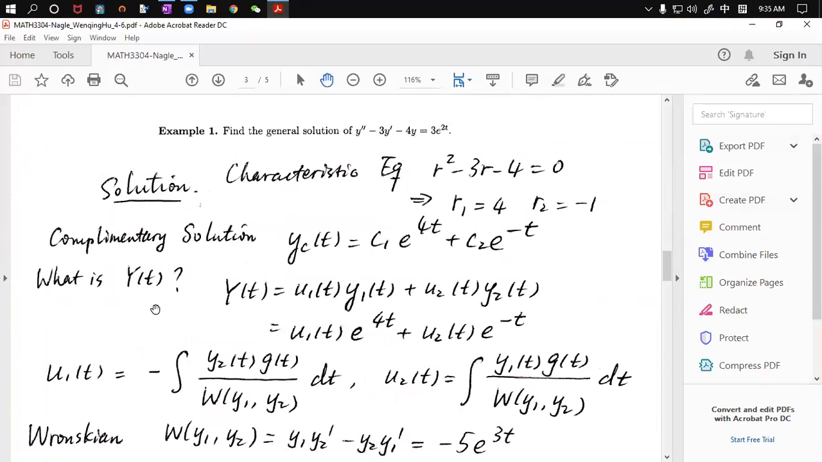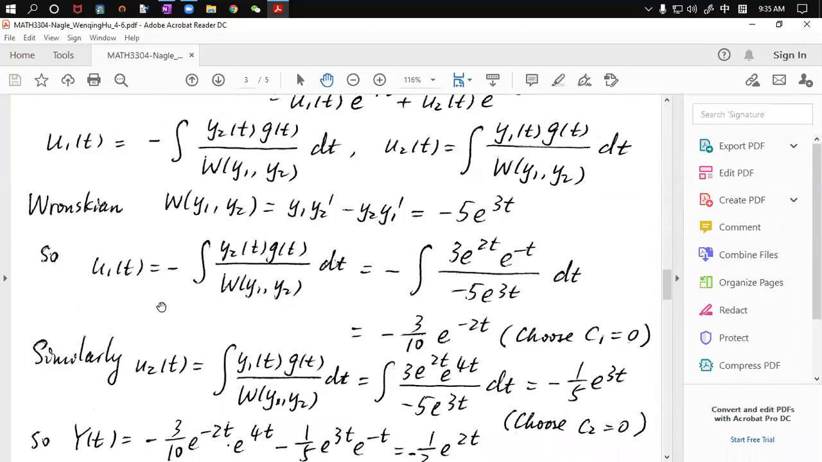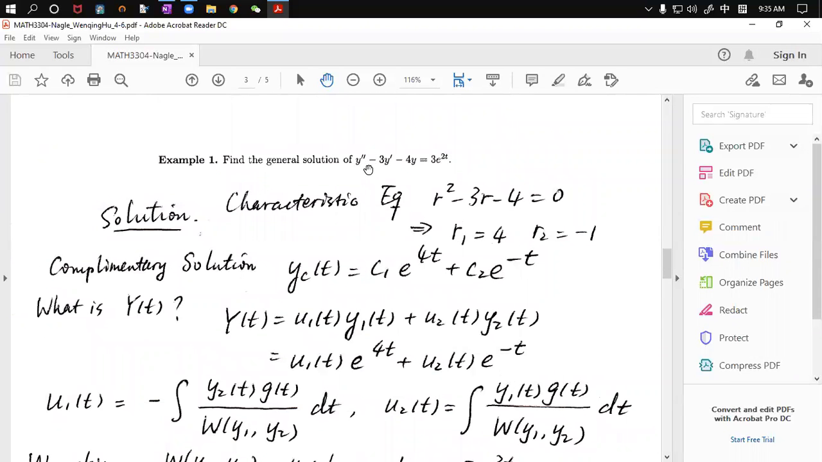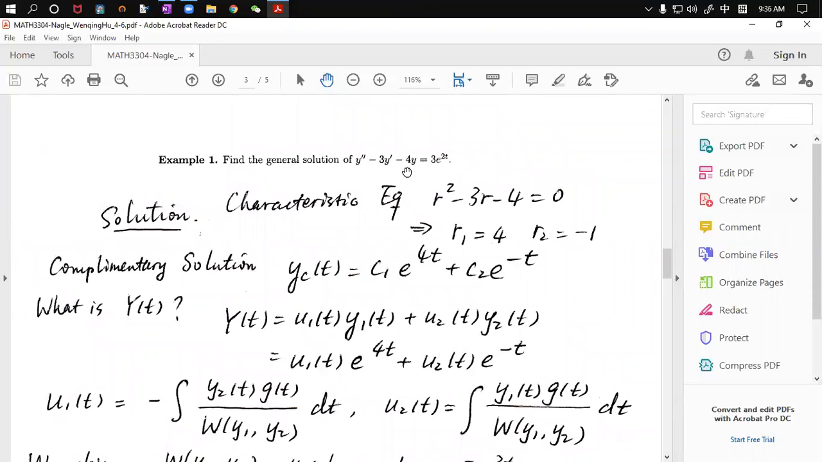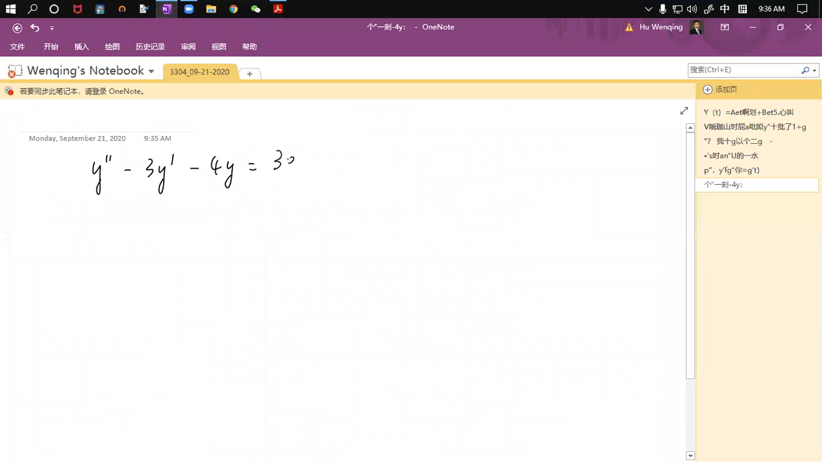So here, let me show you an example. Here's a nice example taken from the same problem as before, but we are going to use another method. So the equation is again y double prime minus 3 times y prime minus 4 times y is equal to 3 times e to the power of 2t. Previously, we were using the method of undetermined coefficients to find a particular solution. Here we want to find a particular solution from the method of variation of parameters.